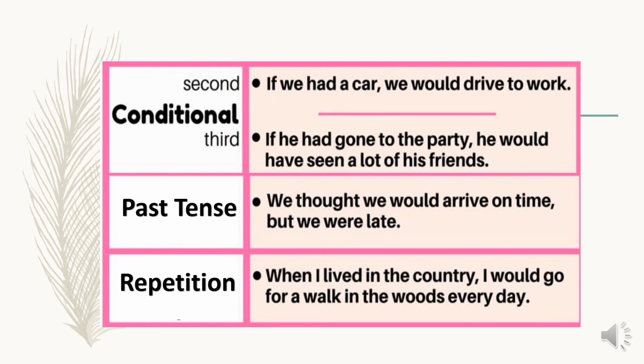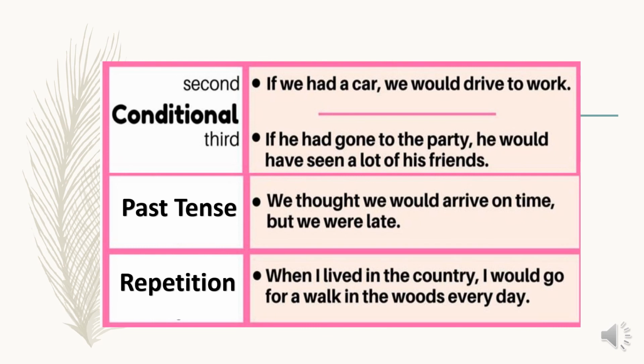We thought we would arrive on time, but we were late. So, this is something that happened already. We thought we would arrive on time in the past. This is something that happened and was completed in the past. And then we have repetition.